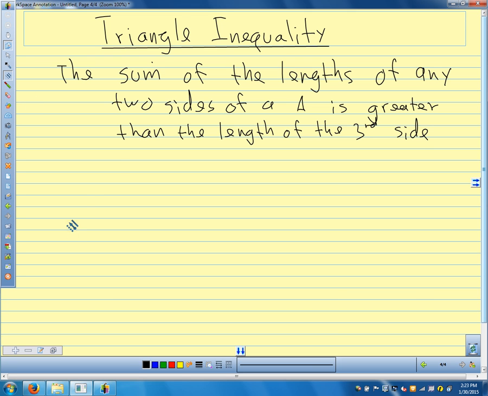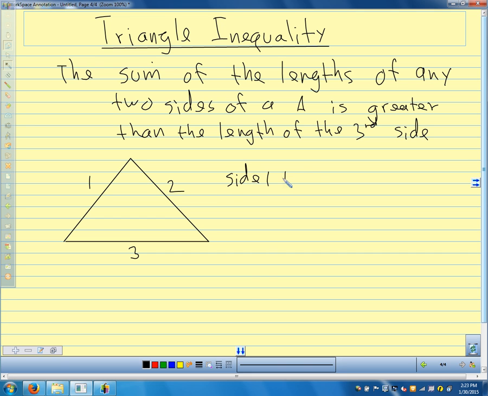So let's draw a picture, and we'll say what this is telling us. I'm going to call this side 1, side 2, and side 3. Side 1 plus side 2 has to be greater than side 3.